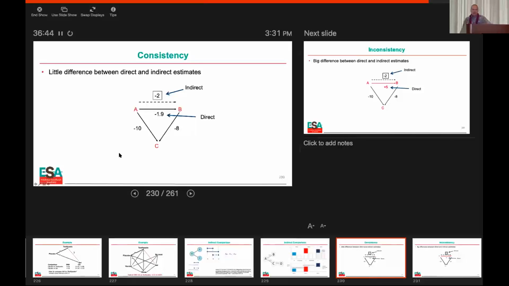So basically, the estimates are said to be consistent if the indirect and the direct are the same thing. So in this case, we have a comparison of A with C, which has a 10-point difference, a comparison of B with C, which has an 8-point difference, and therefore the indirect estimate is 2, because that's the difference between the two. But we might have found a direct estimate of 1.9, and in this case, the direct and the indirect are pretty close, and so we'd say they're consistent. And therefore, we can combine them all into one model.